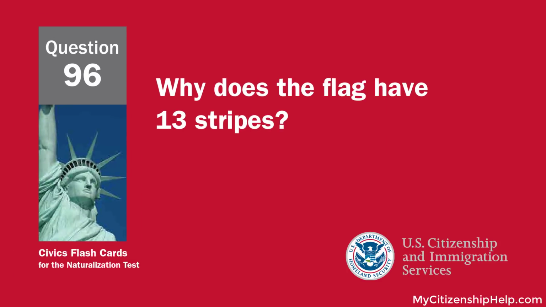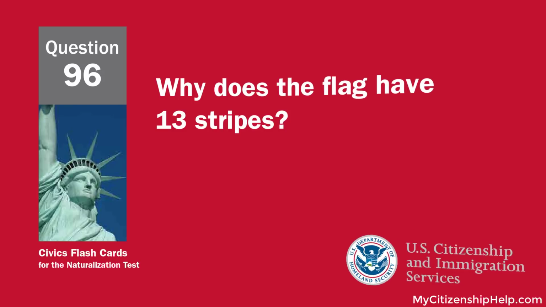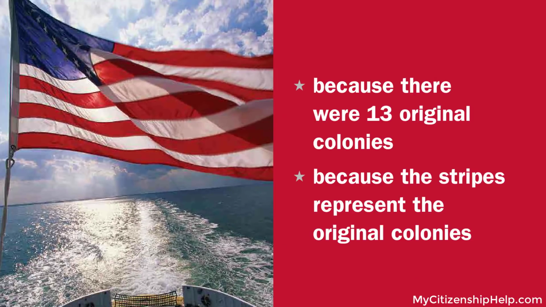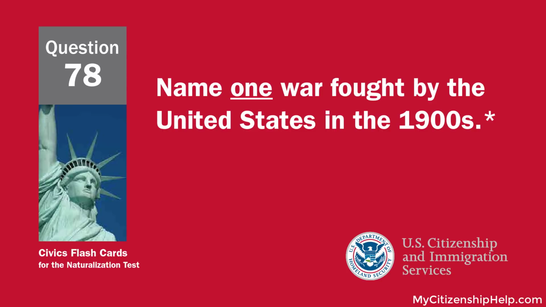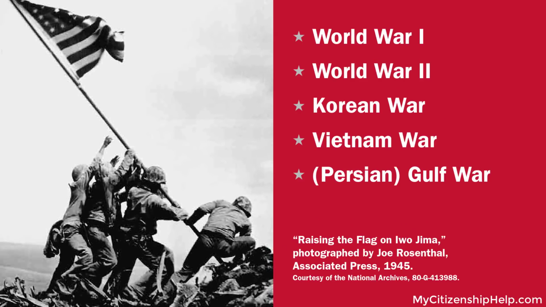Why does the flag have 13 stripes? Because there were 13 original colonies. Because the stripes represent the original colonies. Name one war fought by the United States in the 1900s. World War I. World War II. Korean War. Vietnam War. Persian Gulf War.